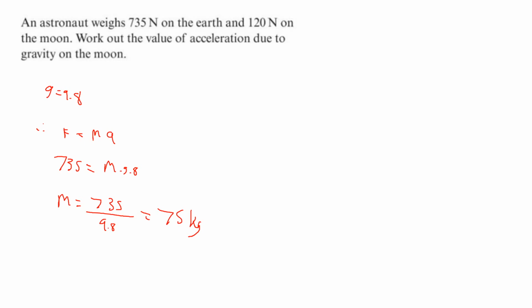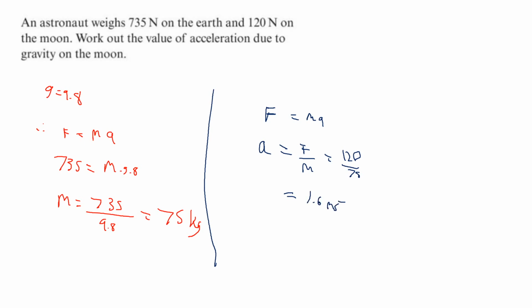Now, how fast does he accelerate on the moon? Well, his force is equal to his mass times acceleration, which means that his acceleration due to gravity is going to be his force over his mass, which is 120 over 75. 120, excuse me, over 75 is equal to 1.6 meters per second squared. That is his acceleration due to gravity on the moon.